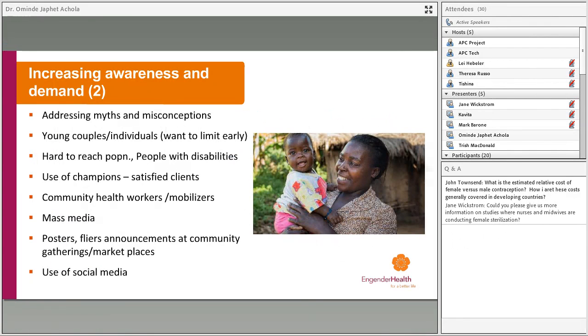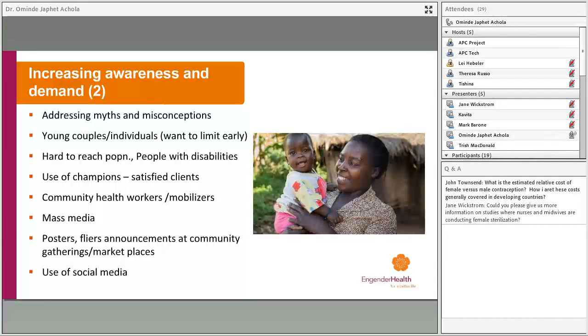The other area that has been a focus for increasing demand and awareness is addressing myths and misconceptions that are rife in the area of permanent methods acceptance. That is done by provider training and development of materials, ensuring that motivators have the right information to dispel such rumors and misconceptions. You did hear from the moderator about focusing on young couples and individuals who complete their family or achieve their reproductive intentions quite early, and over 25 years, they will still need to prevent pregnancy. We also need to reach people with disability. We have not been reaching them quite well.